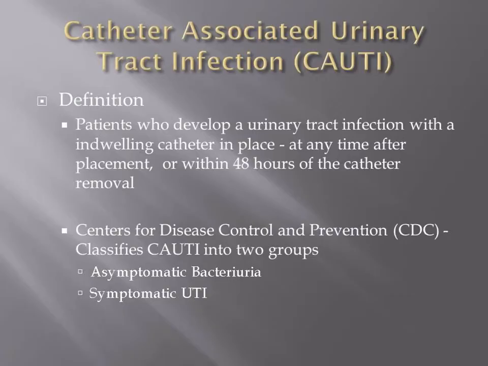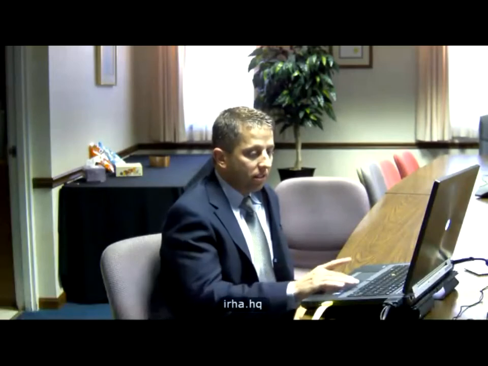So to start with, we're going to give some basic definitions of what a CAUTI actually is. By definition, a CAUTI is found in patients who develop a urinary tract infection with an indwelling catheter in place at any time after placement or within 48 hours of catheter removal. And the Centers for Disease Control and Prevention, or the CDC, classifies CAUTIs into two groups. You can have asymptomatic bacteriuria or a symptomatic urinary tract infection.